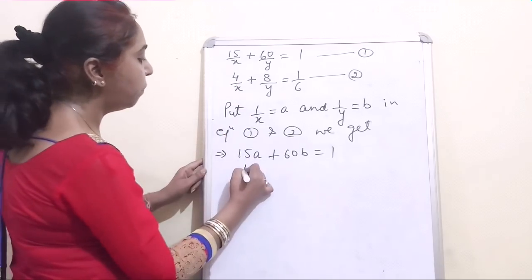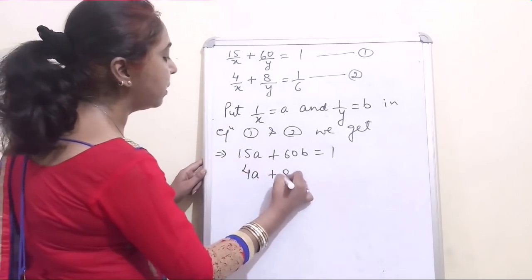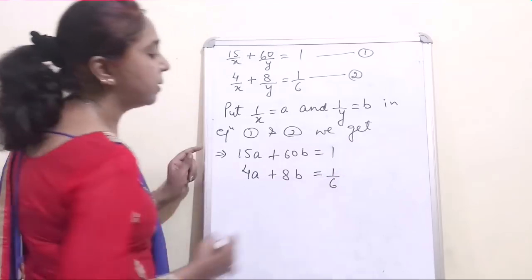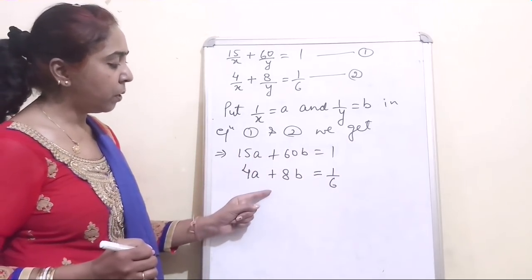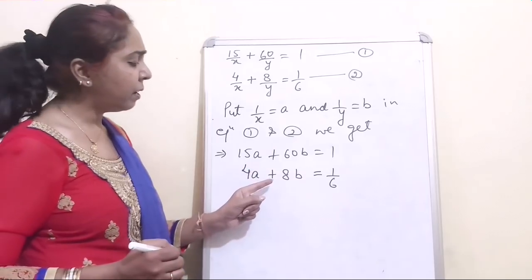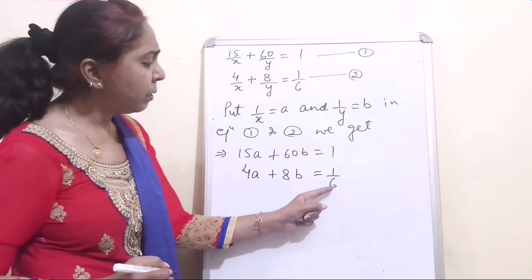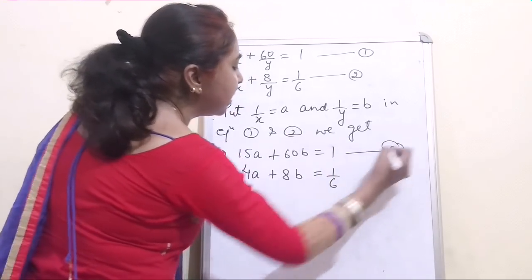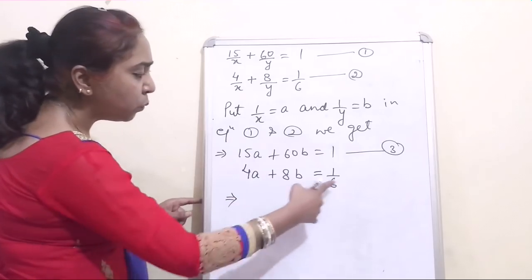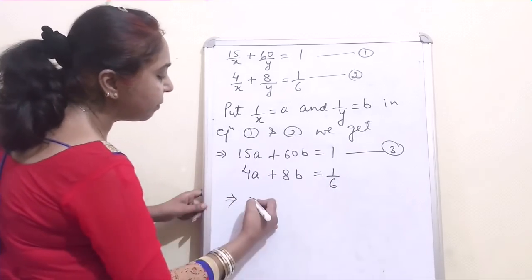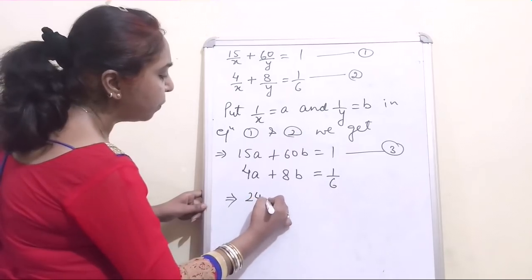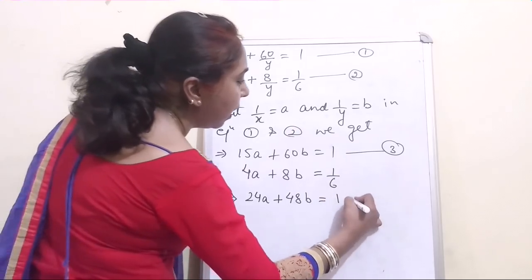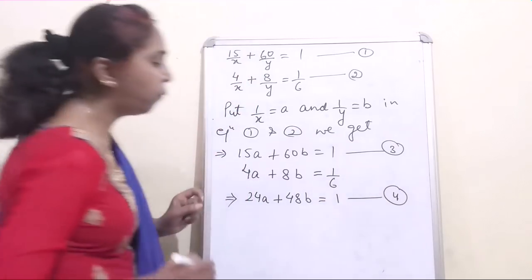And similarly here, 4a plus 8b equals 1 by 6, right? So these two equations you are having now, and before applying any method, you can just remove this 6 by taking the LCM. So this will be equation number 3, let's say, and before writing it as 4, I want to take the LCM as 6. If you take the LCM as 6, that will be 24a plus 48b equal to 1, and it is equation number 4.